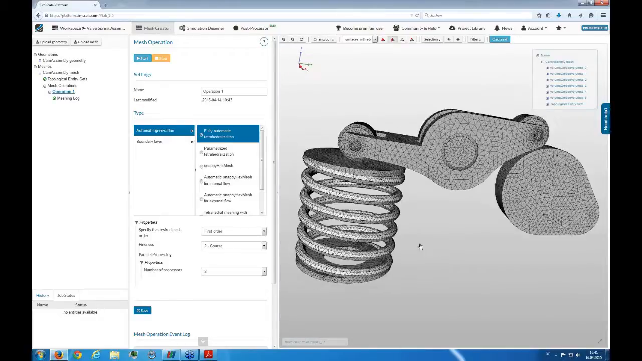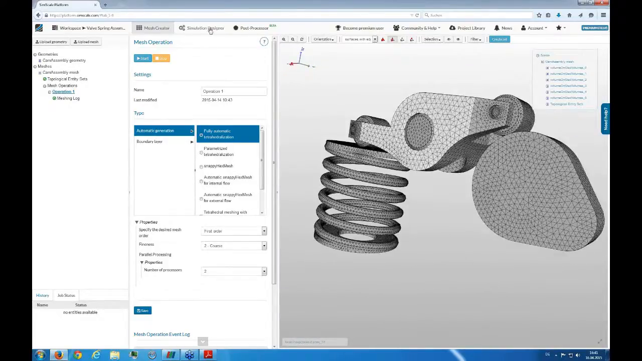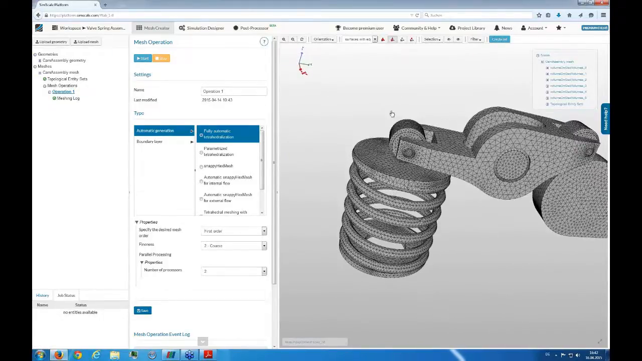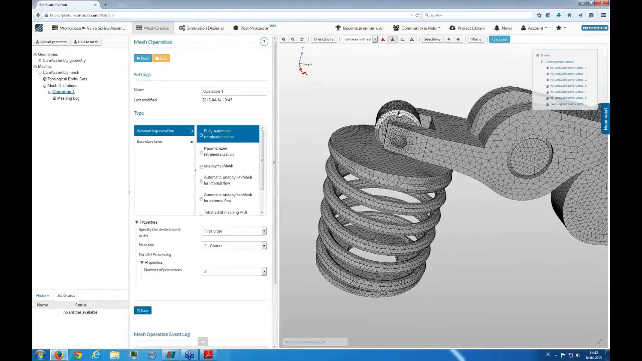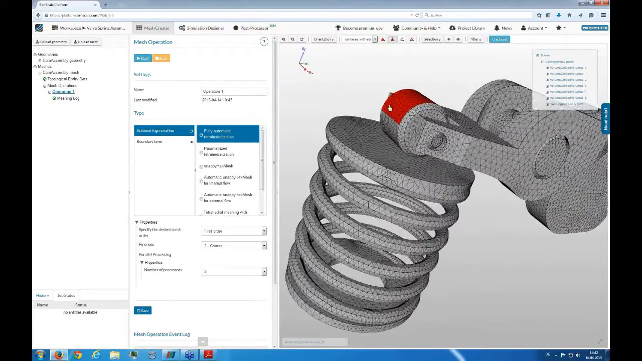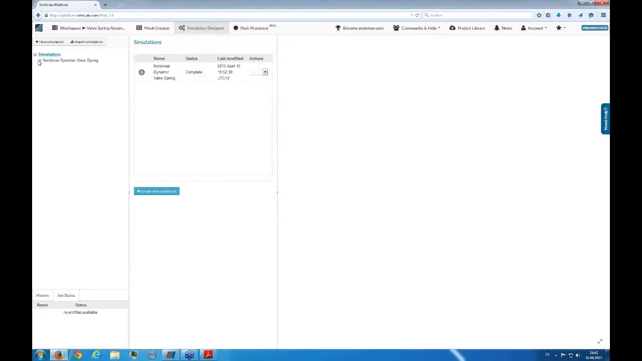Okay, so this just takes a few minutes, and then we have the full mesh here. It looks okay for a first draft. We see the round areas are well preserved, and this is okay for a first simulation approach.